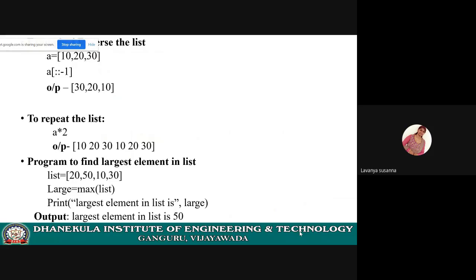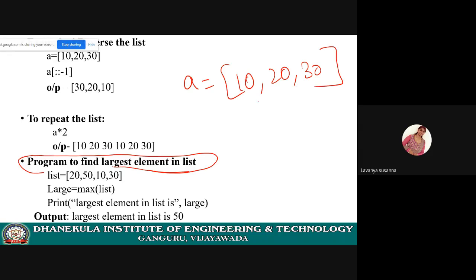Now see here, the program to find the largest element in the list. In the list, you need to find what is the maximum element. Example: A equals 10, 20, 30. This is a list, right? Variable A is a list which contains elements 10, 20, 30. Now, you need to find what is the largest element among these.